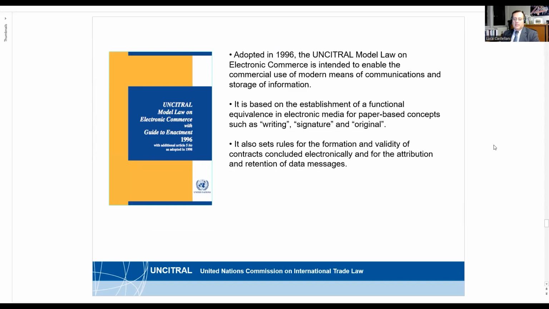The first text and the foundational one is the model law on electronic commerce, which was meant, of course, to give legal recognition to electronic communication. So here we have, of course, the first formulation of the fundamental principles that I mentioned before, and also the first formulation of the rules on contracts in electronic form. This is still valid and has been adopted in more than 80 states.